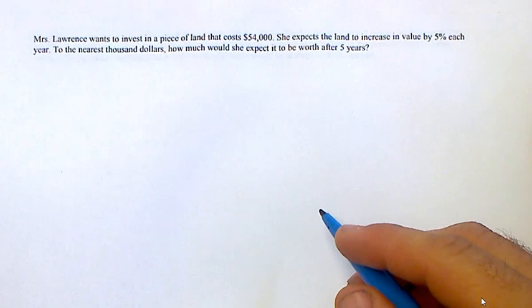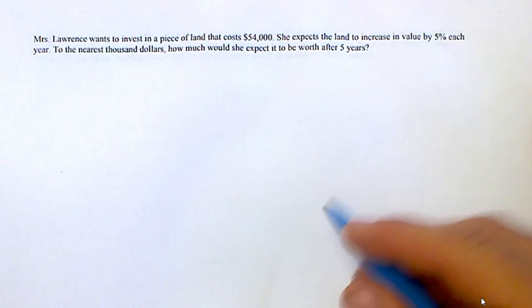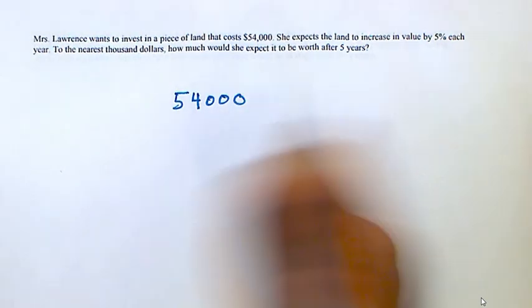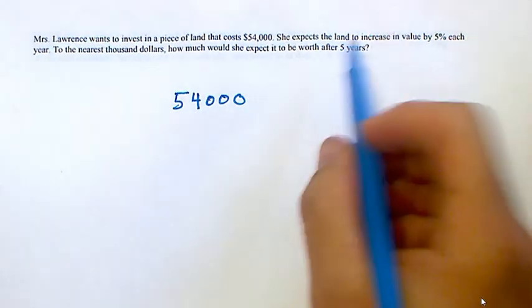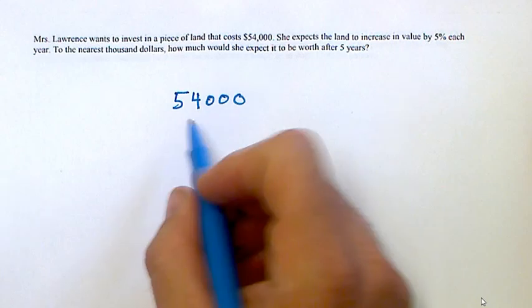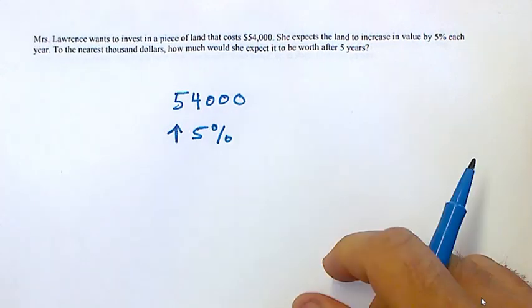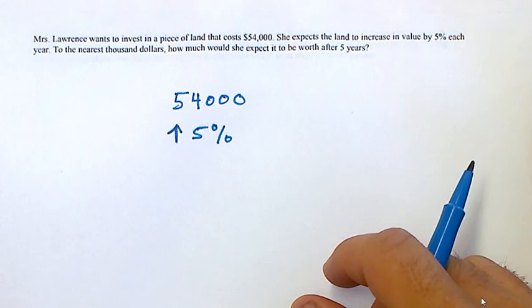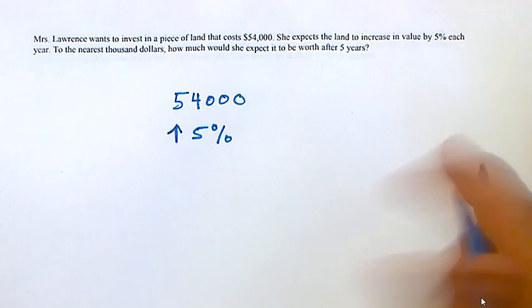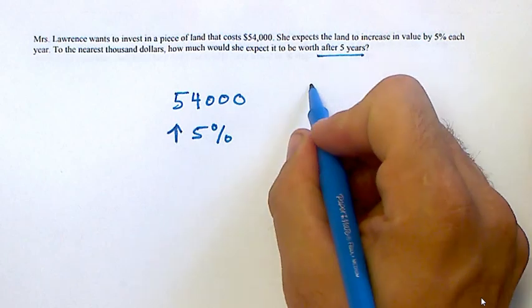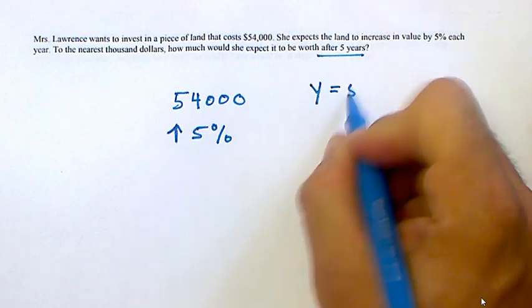Miss Lawrence wants to invest in a piece of land that costs about $54,000. I like to make lists. She expects the land to increase by about 5%, so you can put an arrow and say 5% increase. How much would she expect it to be worth after 5 years? After 5 years tells me we're searching for a final amount, given the 54,000.